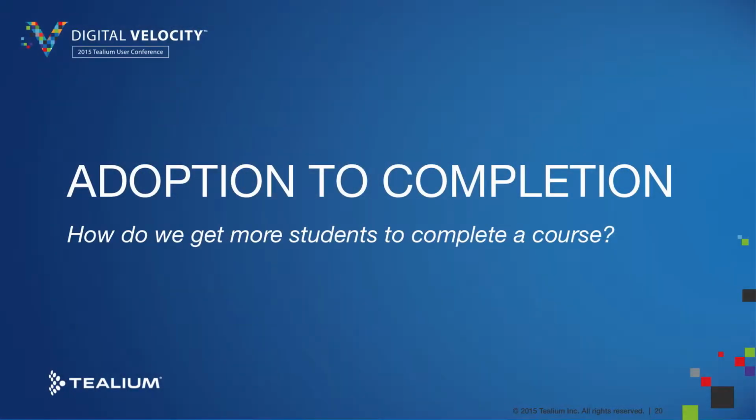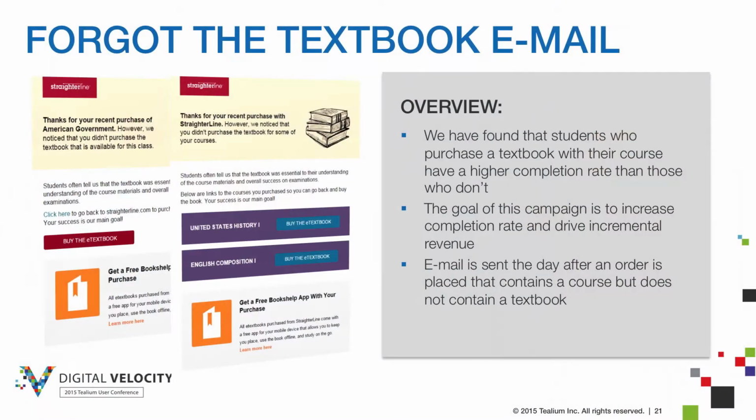So they've now bought something, which is great, but we see that a lot of our students don't complete a course. They buy one course and they never finish it. So one of the other levels that we like to think about is how to get them to actually complete their course. That's a huge win for us: completion. And here, this is a really cool campaign that we're doing. We're calling it the Forgot the Textbook email.